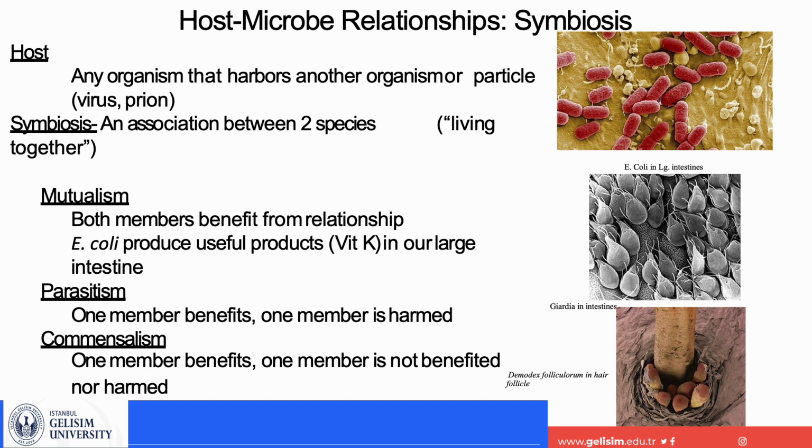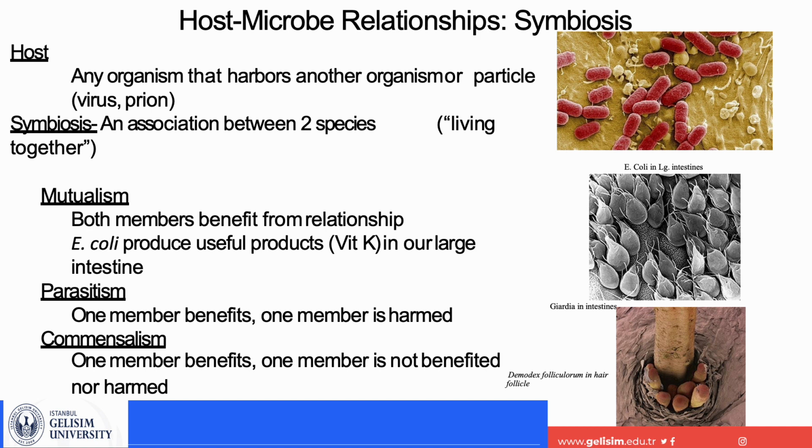Mutualism is a type of relationship between two species in which they both benefit from one another's presence. For example, E. coli bacteria that live in our large intestines end up producing vitamin K, which is good for us. And they have a place to live in, and they get food from what we eat. So again, we both benefit.